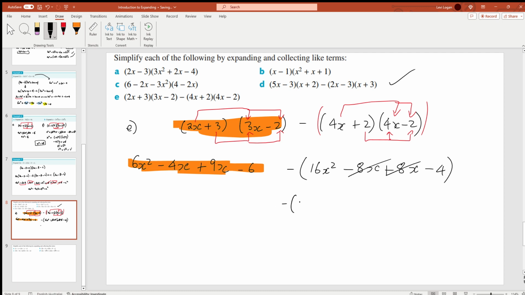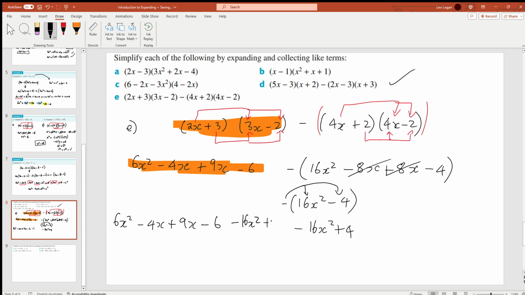So what we have is minus 16x squared minus 4. Now I'm going to apply the negative to here and here, so it's going to be minus 16x squared plus 4. So in total we've got 16x squared minus 4x plus 9x minus 6 minus 16x squared plus 4. So that's what we pretty much have. Now we look for like terms.